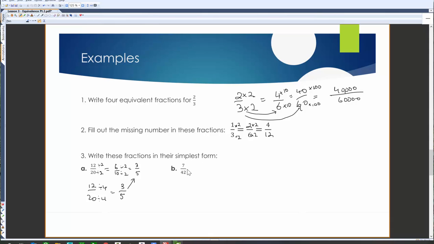Right, this one here, we're going to note that 7 is a factor of 42 and 7 is a factor of 7. So if I divide this by 7 and divide this by 7, this is where knowing your times tables is crucial. That's going to be 1, and 7 goes into 42 6 times. So 7 on 42 is exactly the same as 1/6.